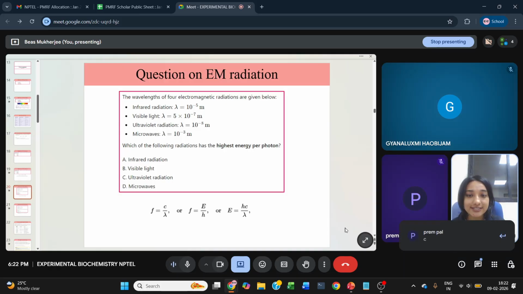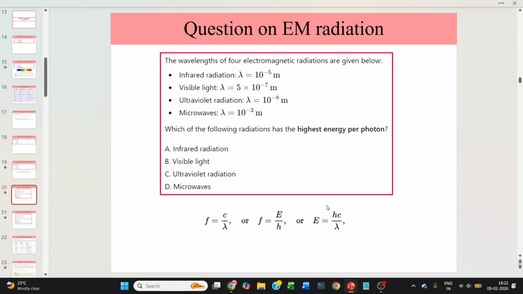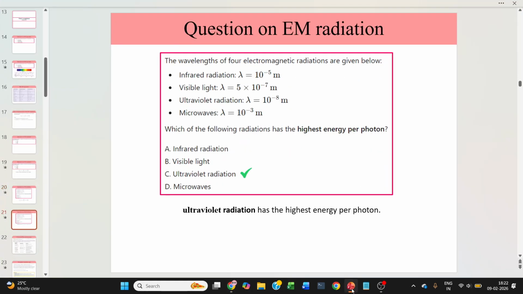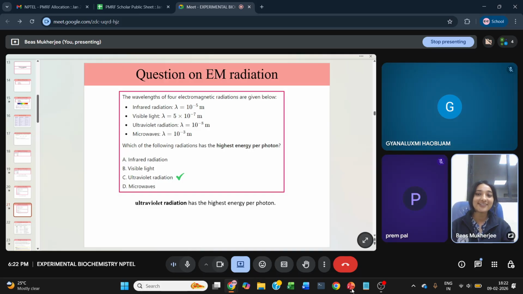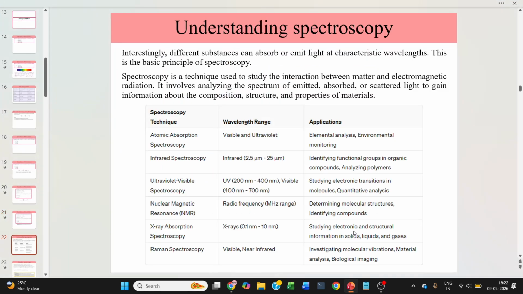So you are saying that it is C. Let's see. Yes, that is correct. Very good. Yes, it is C. So what happened is, in the previous question, it was the relationship between frequency and energy. And in this one, this is the relationship between energy and lambda, which is inverse. Right? So very good.